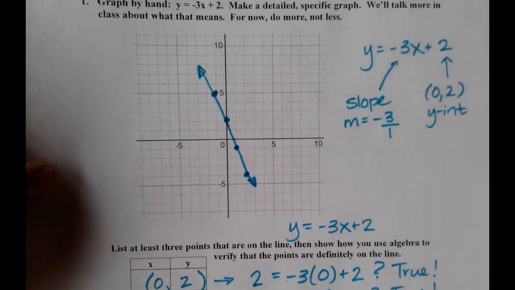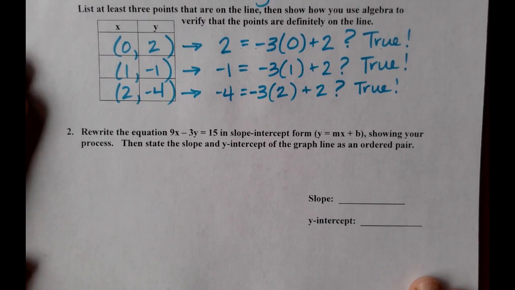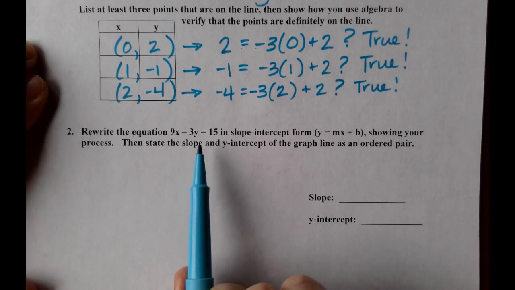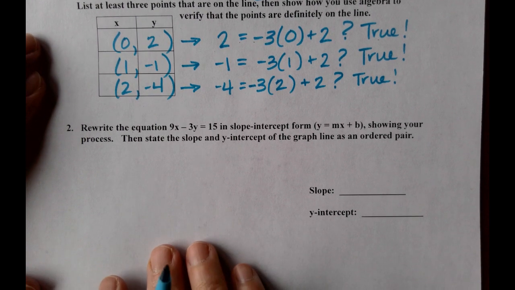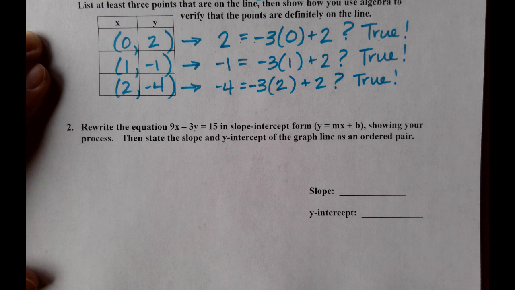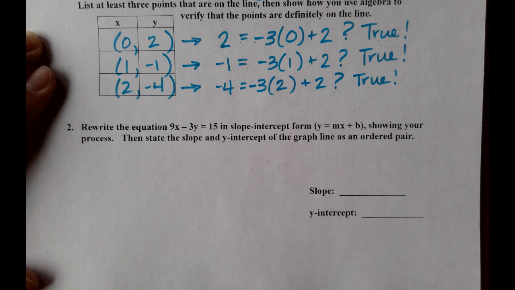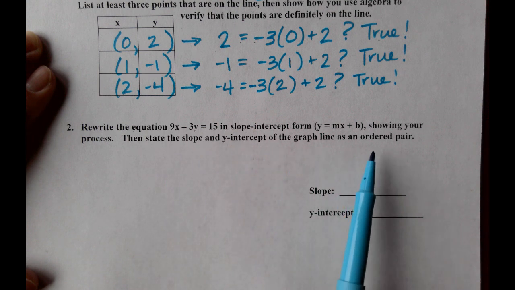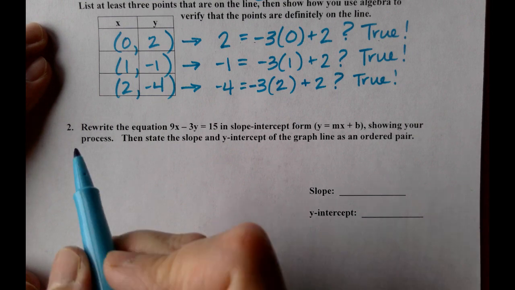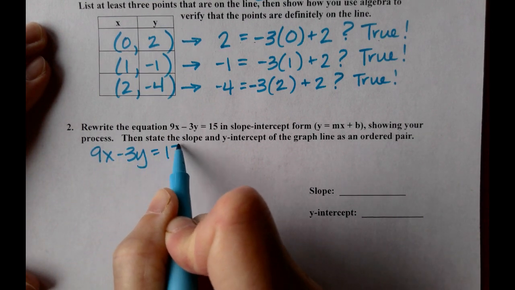The next task on this page, number 2: rewrite the equation 9x minus 3y equals 15 in slope-intercept form, showing the process. So pretend like someone needs to read all of your steps tomorrow when they look at your paper. After you're done with that, state the slope and y-intercept of the graph, and the y-intercept should be listed as an ordered pair.